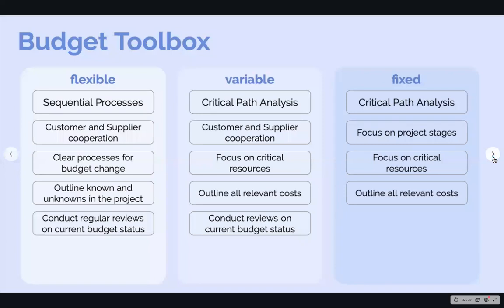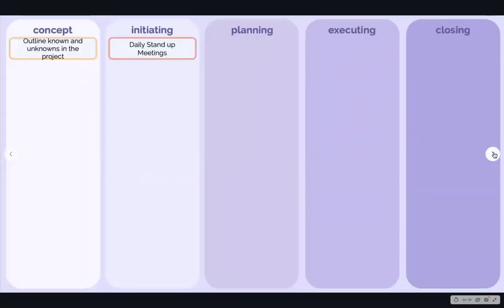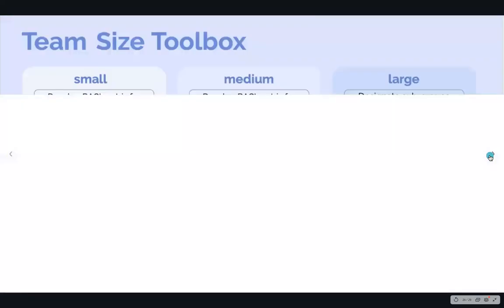And then you move on to your budget. As an example, we said our budget was flexible. You select one of these options, and as an example, we said outline known and unknown budgets. Where would outlining the known and unknown in the project fit? That would be in the concept phase. That's when you have an idea of what you're doing, but not really. That's where the known and unknown comes in. And then you repeat this process for every single life cycle phase.